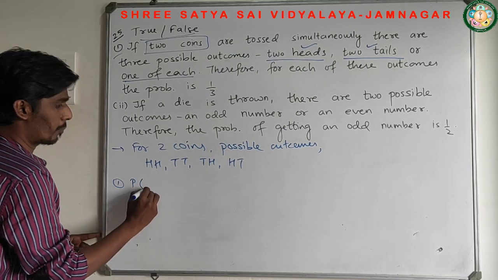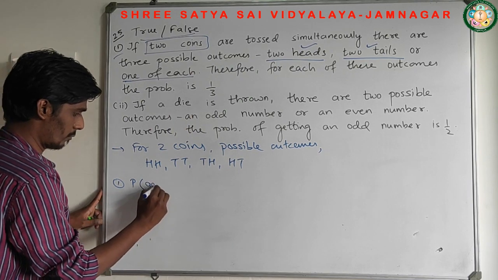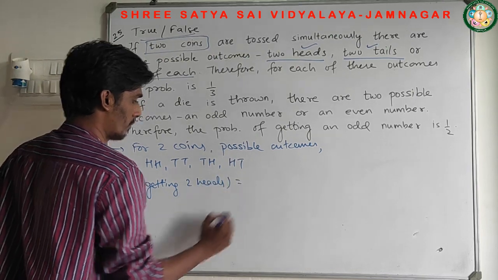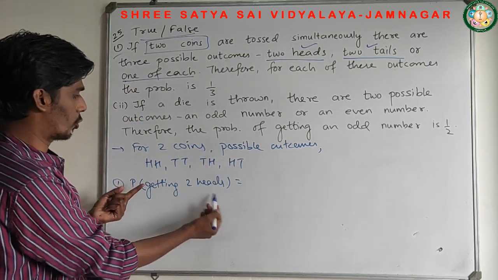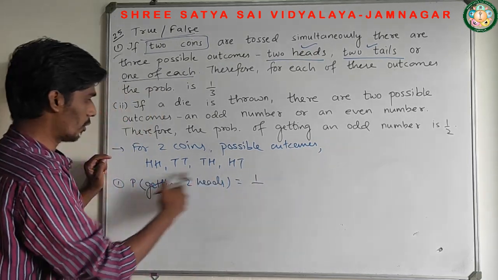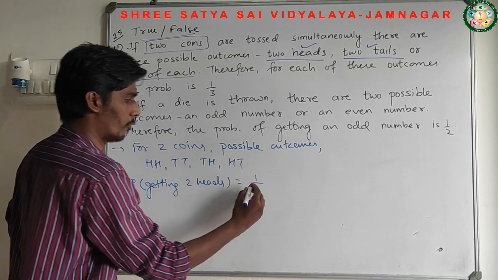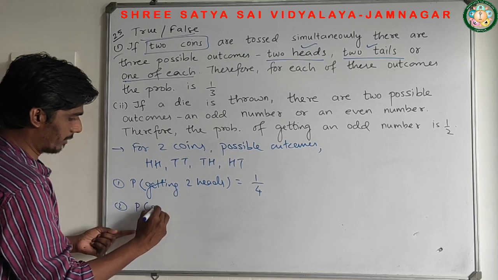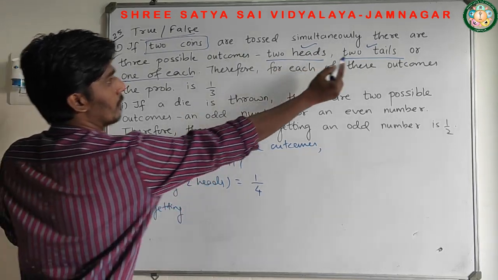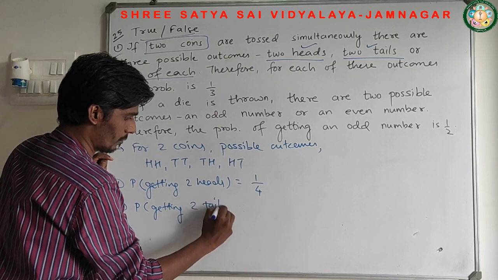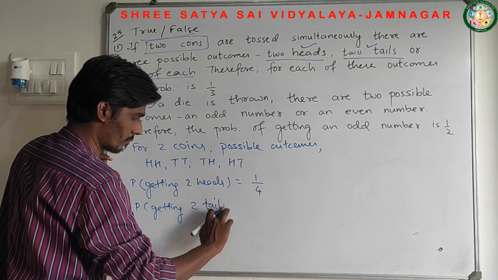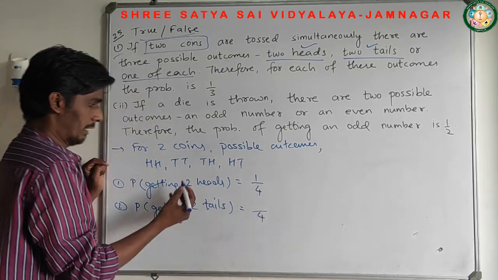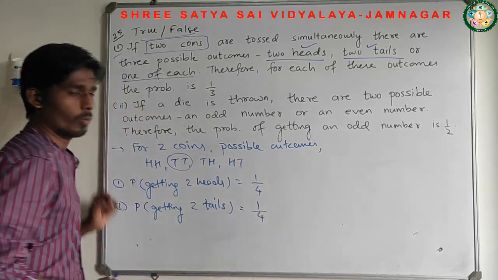Let's find out their probability. First one, probability of getting 2 heads. Out of these 4, how many times is it 2 heads? Only 1. So it's 1 out of total outcomes 1, 2, 3 and 4, so 1 by 4. Let's take the second one. Getting 2 tails. Total outcomes are again 4 only. 2 tails is only 1 time. So it's 1 by 4.